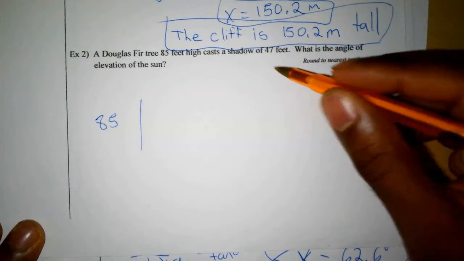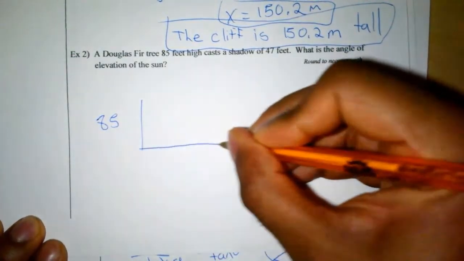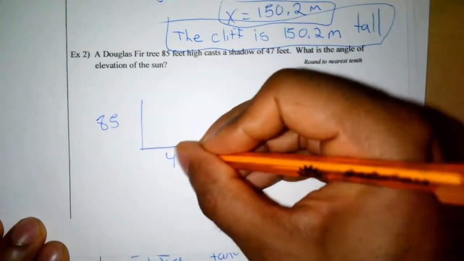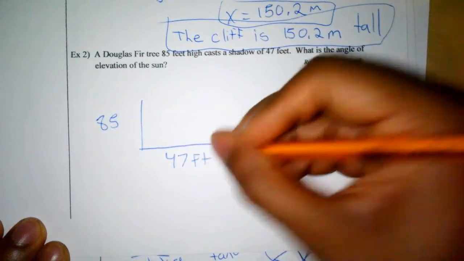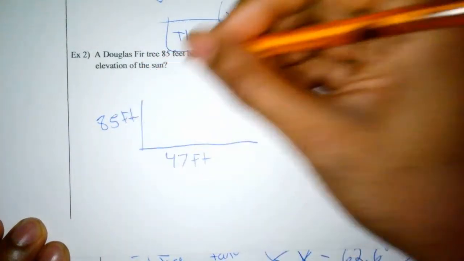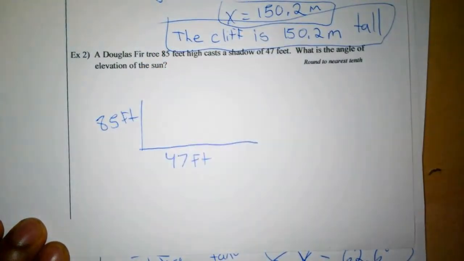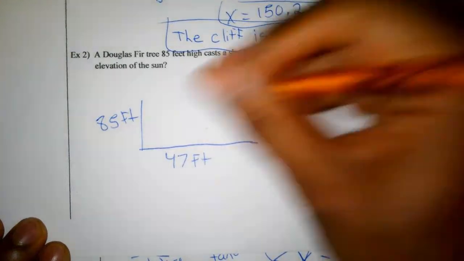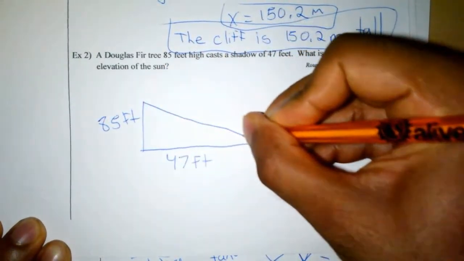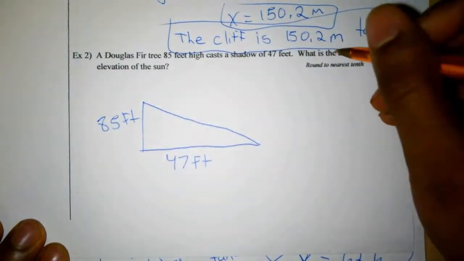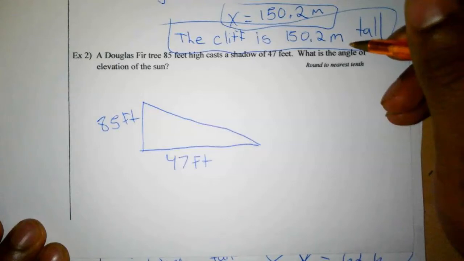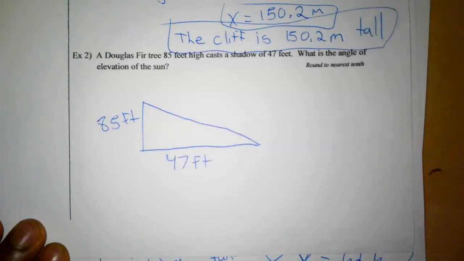We're saying it casts a shadow. So you know shadows are on the ground, right? 47 feet. Oh, I might as well put the units now since I did. And we know we're going to do a right triangle, so you can already connect it. So what is the angle of elevation of the sun?